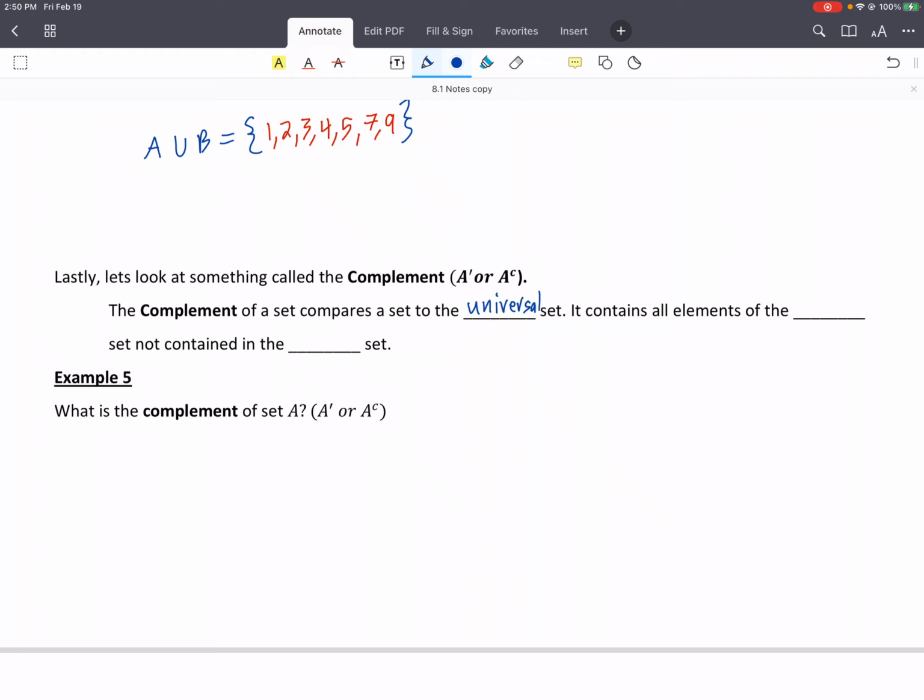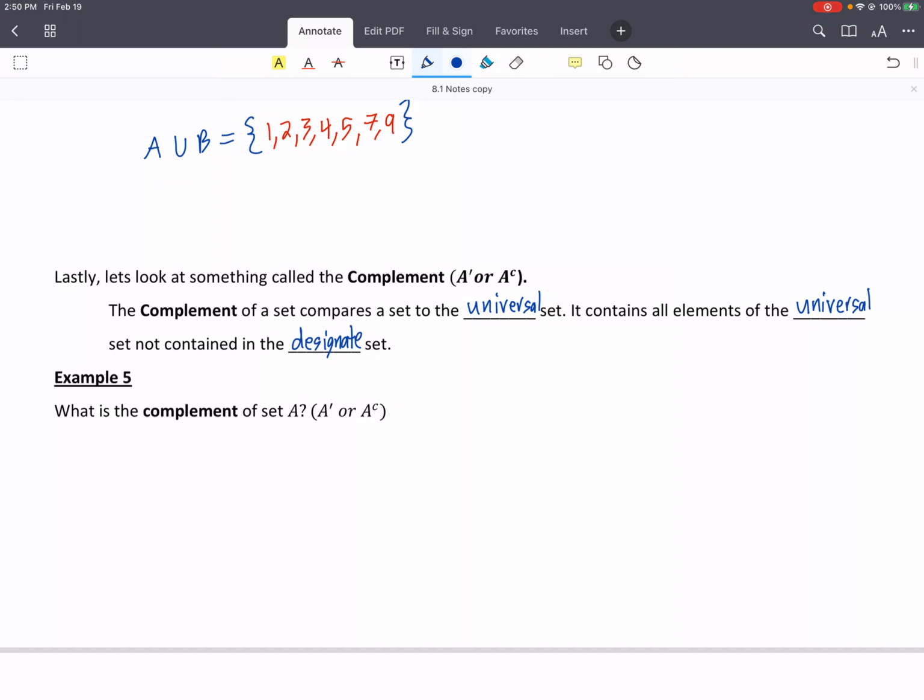So it compares it to the universal set. It contains all the elements of the universal set not contained in the designated set. So an example with that is, what is the complement of A, or A prime, or A complement?